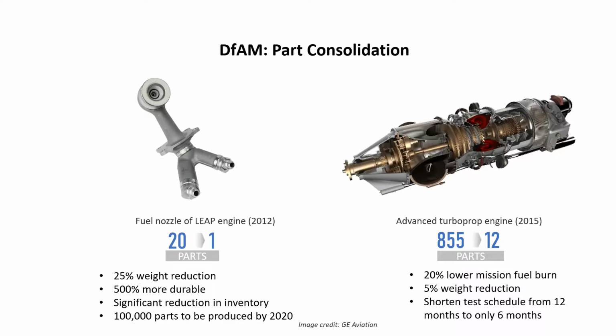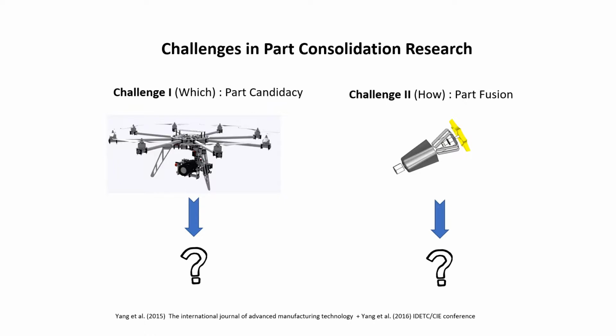The most famous example of part consolidation in AM is the GE fuel nozzle, which consolidates 20 parts and reduced weight by 25%, but made it 5 times more durable. Another more complex case study was also introduced by GE, with nearly 900 parts consolidated into 12 components, shortening the lead time by half. However, the know-how of the cases is confidential, and they are highly experience dependent and labor intensive. In part consolidation research, the most critical challenges are to solve the problems of which and how.